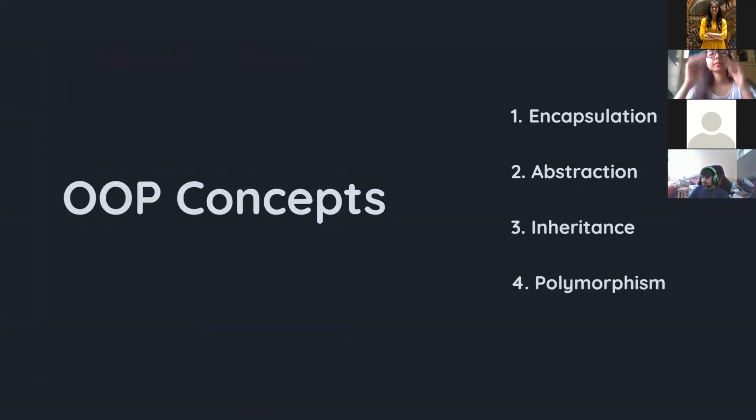I'll move forward. The most important concepts in OOP are divided into 4 categories, or are just 4 in number. And most of the things that we study in OOP revolve around these 4 concepts. The first is encapsulation, the second is abstraction, the third is inheritance, and the fourth is polymorphism.